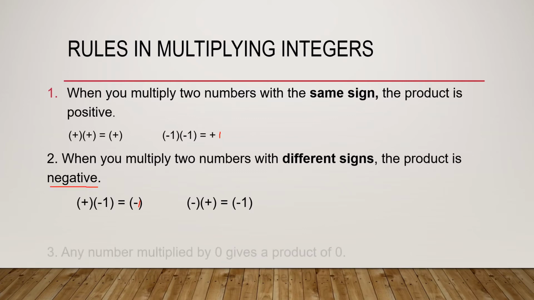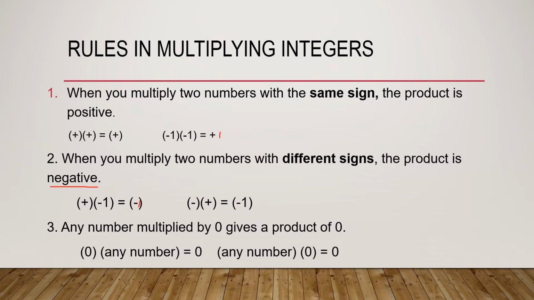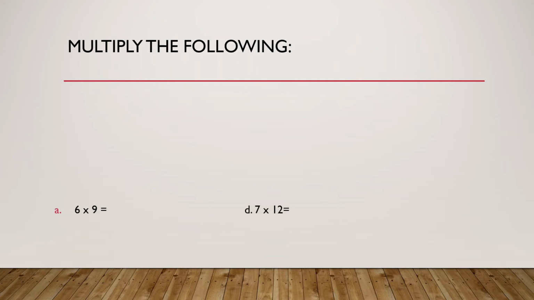Alright? Now, any number multiplied by 0 gives a product of 0. Of course, even 1 million times 0 is 0. So, you are dreaming to have 1 million and you don't know where to get 1 million. That's still 0. Don't dream about it. Okay, so let's multiply the following.